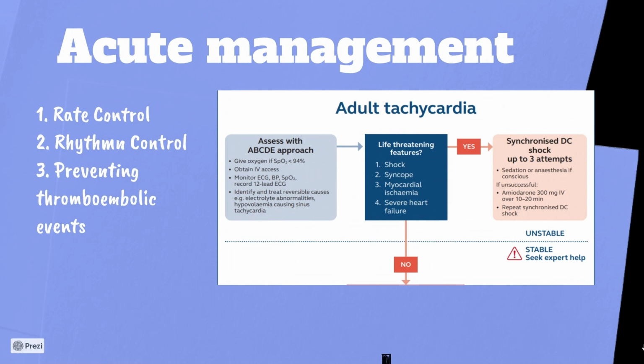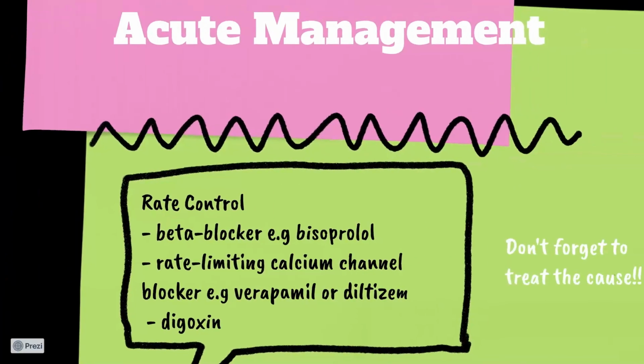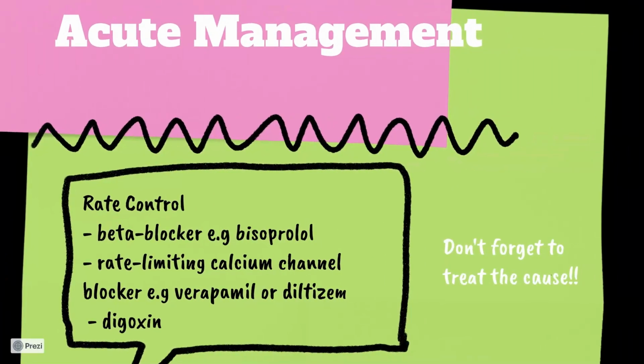Once we have ruled out unstable atrial fibrillation, we then move on to consider things like rate control, rhythm control, and preventing thromboembolic events. To begin with, we'll talk about rate control, where we normally start with a beta blocker, e.g. bisoprolol. If there are any contraindications to this, so for example asthma or a low blood pressure, we could also consider a rate-limiting calcium channel blocker such as diltiazem or verapamil. In patients with heart failure, you can also consider digoxin in this group as it is particularly effective.